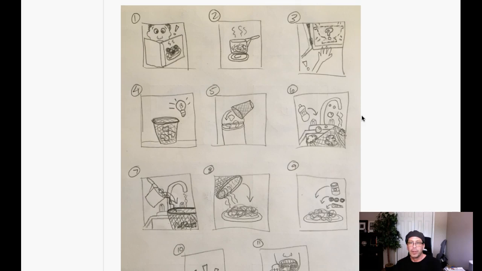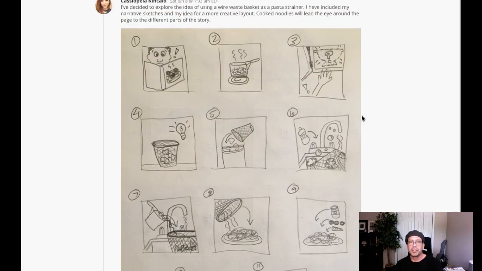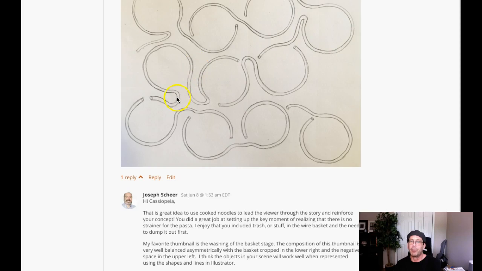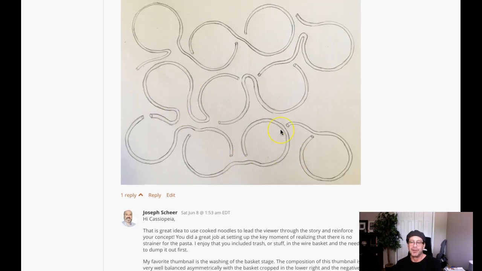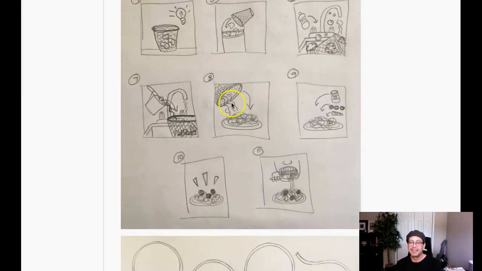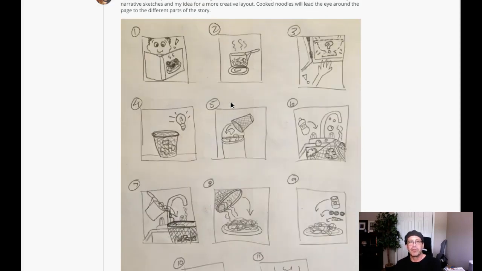So yeah, good. And this is great. This is going to work beautifully. I love this with the little noodles. Love it. Thanks for including that. That's fantastic. Okay, let's take a look at the narrative.